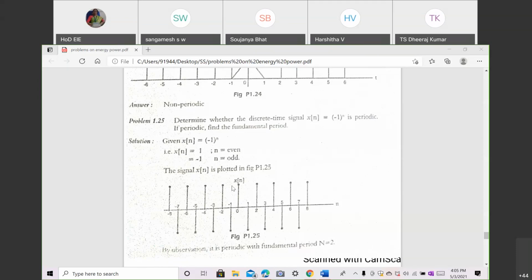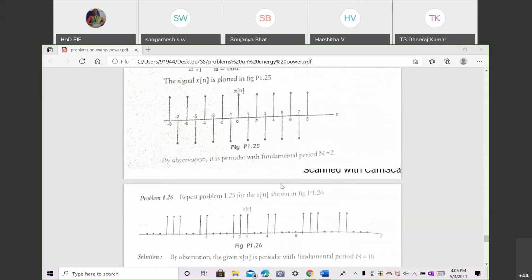If you plot the graph, x of n is 1, minus 1, plus 1, minus 1, and it keeps repeating. By observation, it is periodic with fundamental period N equal to 2. If you take n equal to 0, 1, 2: plus 1 at 0, then minus 1 at 1, then plus 1 at 2, and it repeats. That's why the period is taken as 0 to 2. For 0 to 2, you get a repetition of the cycle, so the fundamental period is 2 here.